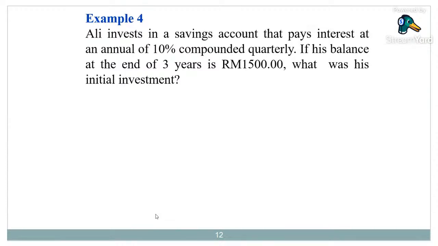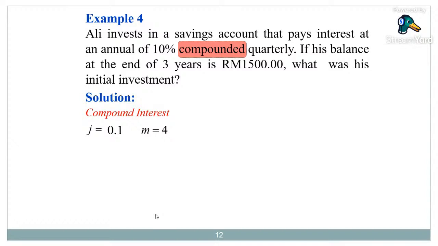Example 4. Ali invests in a saving account that pays interest at an annual rate of 10% compounded quarterly. If his balance at the end of 3 years is 1,500, what was his initial investment? Okay, Ali dia simpan annual 10% compounded quarterly. So dia ada perkataan compound kat situ, dia adalah compound interest. So dia kata interest dia annual 10%. So 10% 0.1 lah J dia. And then quarterly means that the compound 4 kali setahun.